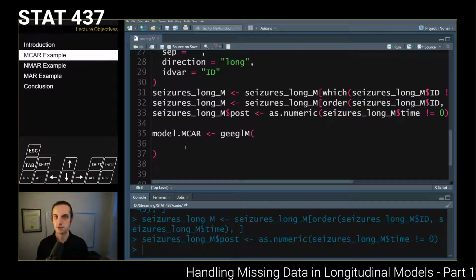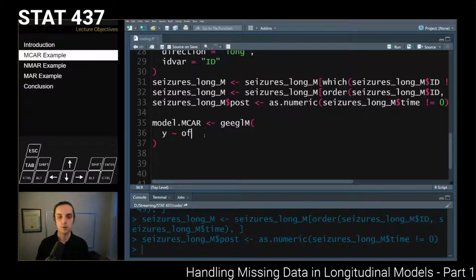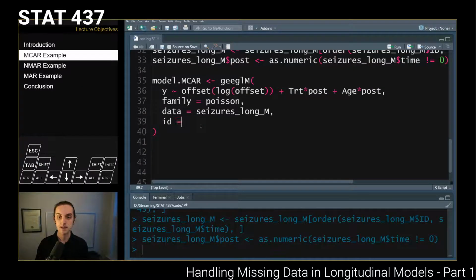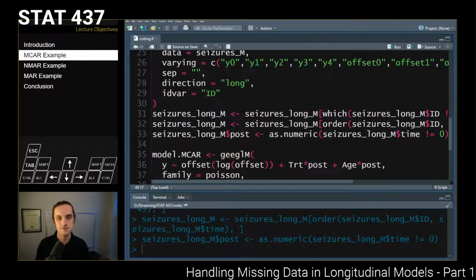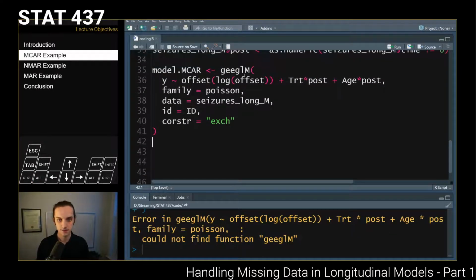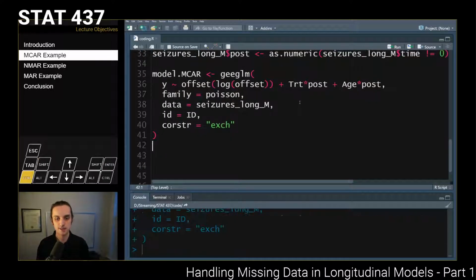So we'll say it's the geeglm. We want to specify y with the offset of the log of the offset, plus we had treatment interacting with post, and we had age interacting with post. The family is Poisson. The data is going to be this seizures long M data set. The ID is given by our ID variable, capital ID, and the correlation structure we've said is exchangeable, right? So it's exactly the same model as up here, except we're plugging in the MCAR data set. Should be a lowercase m there.